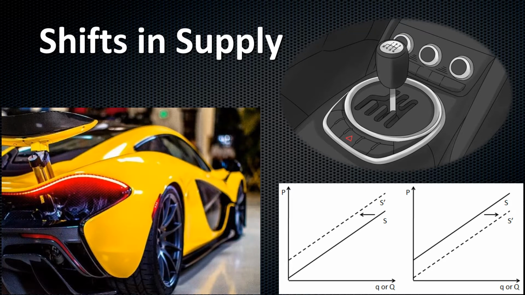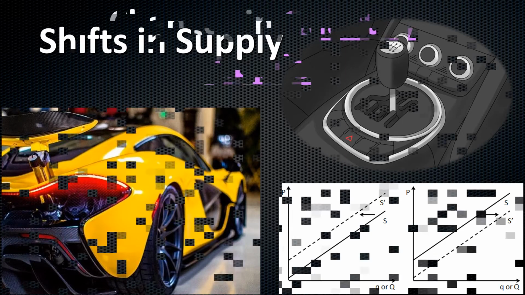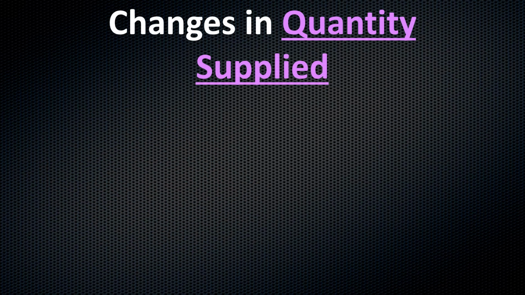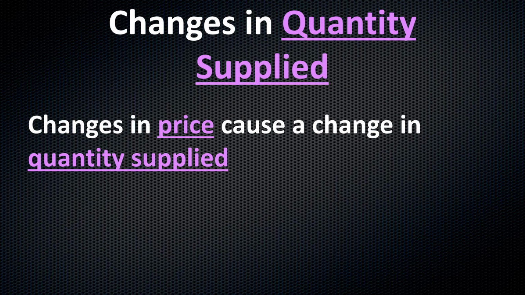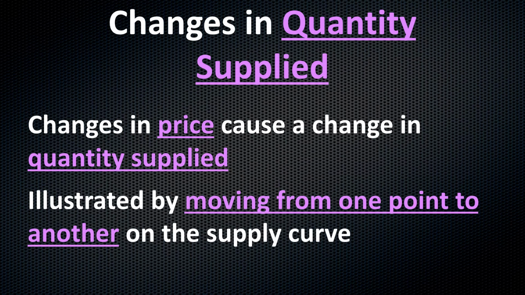Shifts in supply. Get it? Like the shift in it? Okay. All right. So, changes in quantity supplied. A change in price can cause a change in the quantity supplied, illustrated by moving from one point to another on the supply curve. So again, you're not shifting the curve, you're just moving along the curve.